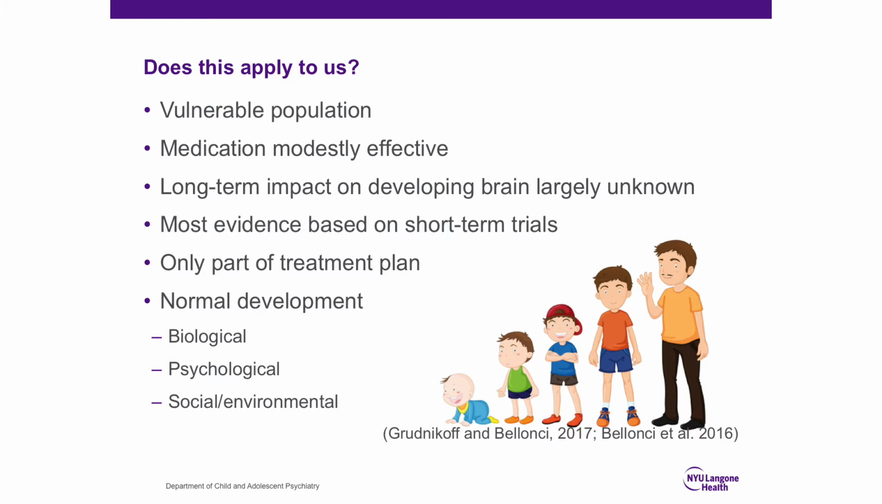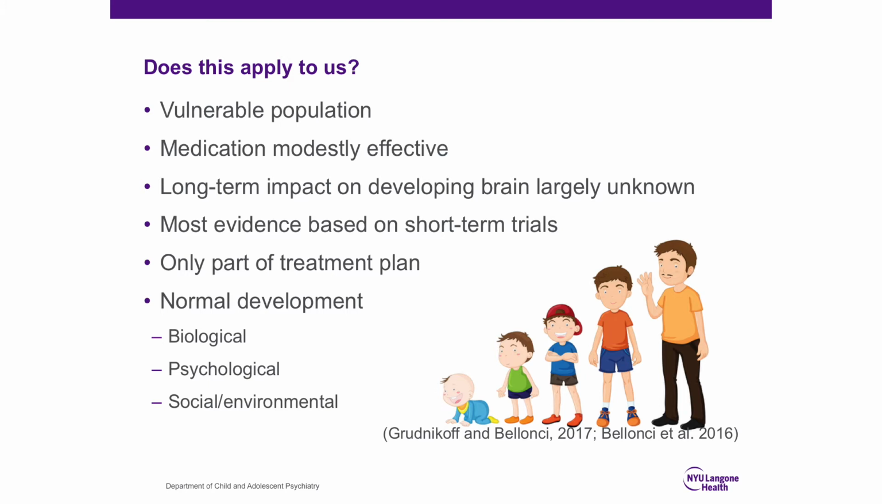What are youth who were exposed to risperidone when they were 5, 7, 9, what are they going to look like in 20 years? How might their development or their brain development be changed? We don't know. Nobody's looked at it. Most evidence for the use of medications is based on short-term trials that last 6, 8, 12 weeks. But in clinical practice, we use medications much longer. Medications in child and adolescent psychiatry are only ever part of the treatment plan. They might be sometimes the most readily available, but they're certainly not sufficient on their own.